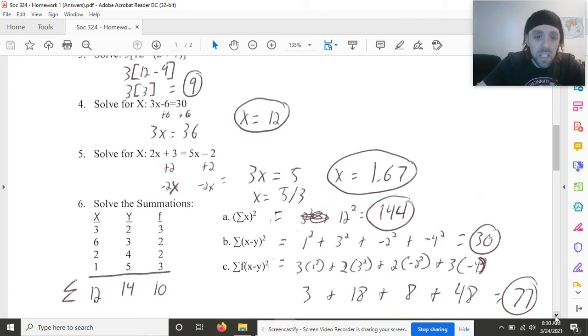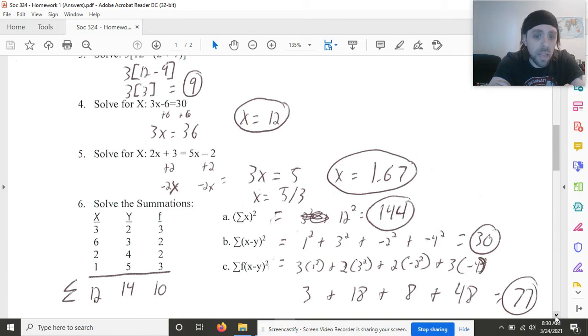6b, I have the summation of, in parentheses, x minus y squared. So follow my order of operations here. Parentheses comes first. So I need to be doing for each one of these rows, x minus y. I do that first, then I square it, and then I finally take the summation of that.